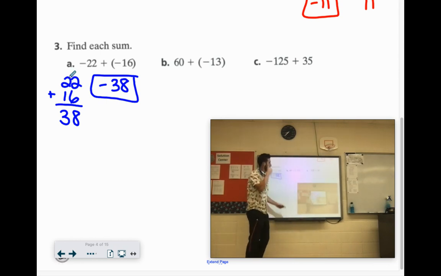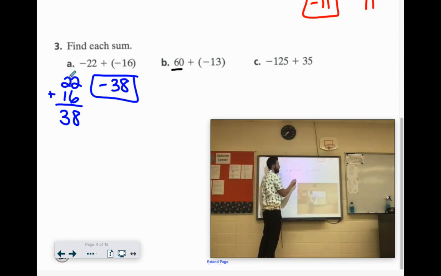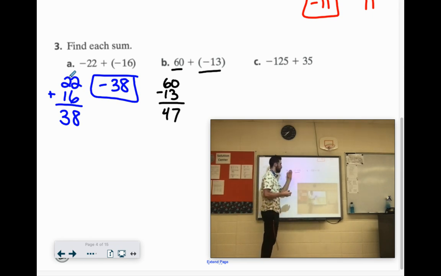Now think of this in your head. You have $60. You have to pay someone 13. Do you have enough? Yeah, you do. You can pay them 13 and still have some money. So since they're different signs, we're gonna subtract them, which will give us 47. And we keep the sign of the bigger number. Our big number was positive, so this will result in a positive 47.